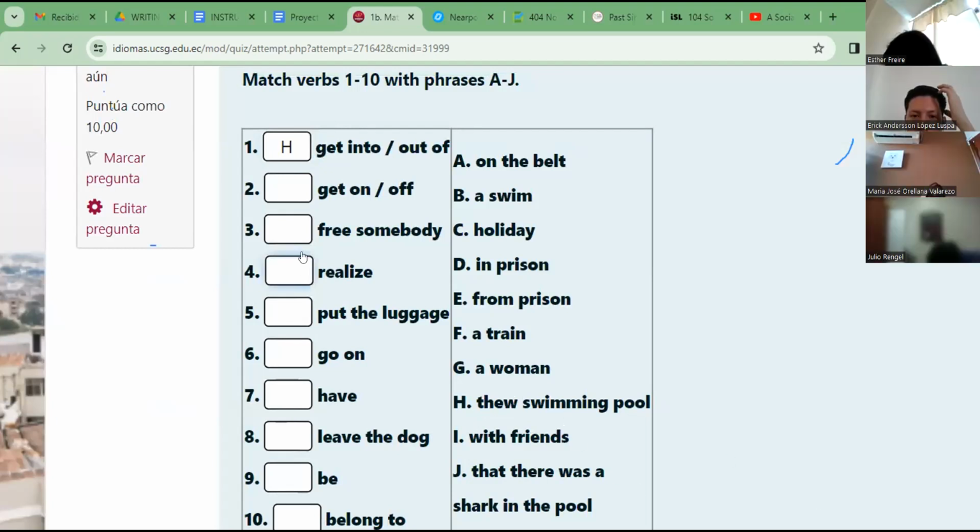Okay. Byron, number 2. F. Can you read, Byron, please? Get on, get off a train. Letter F. Eric, please, number 3. Free somebody from prison. Letter E. Correct.